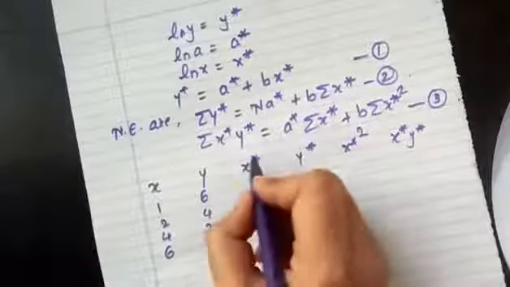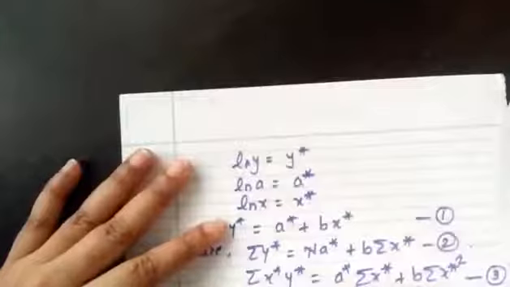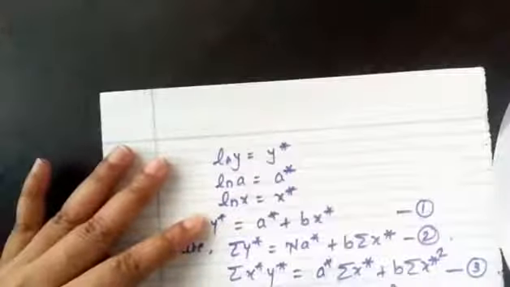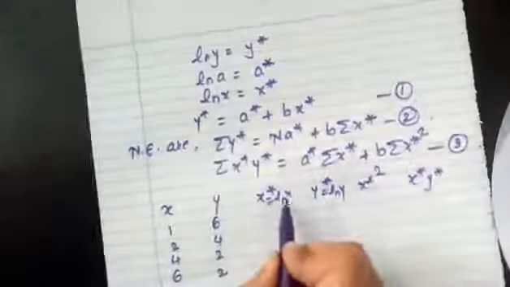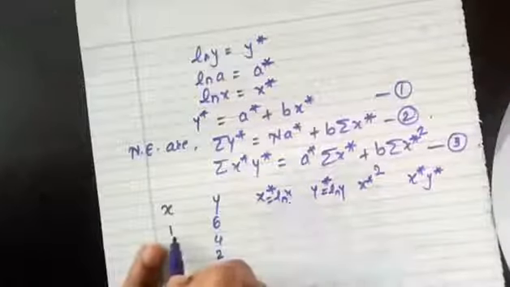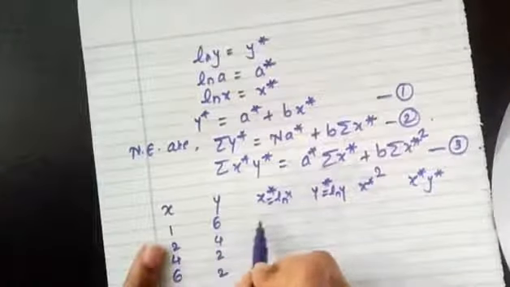Then x star, we'll find x star. What is our x star? X star is ln x. We can write it, x star is nothing but ln x. Y star is nothing but ln y. Then x star square and then x star into y star. So we'll find ln of x, natural log of x. That is ln of 1.